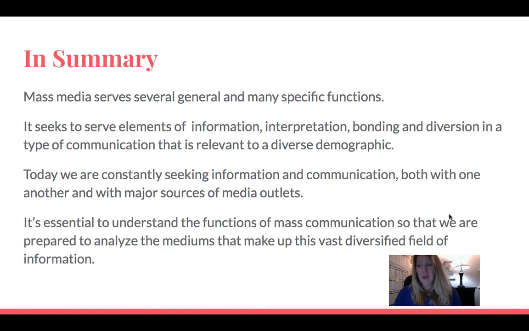In summary, mass media serves several general and many specific functions. It seeks to serve elements of information, interpretation, bonding, and diversion in a type of communication that is relevant to a diverse demographic. Today, we are constantly seeking information and communication, both with one another and with major sources of media outlets. It is essential to understand the functions of mass communication so that we are prepared to analyze the mediums that make up this vast, diversified field of information.